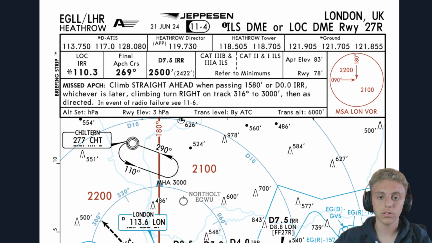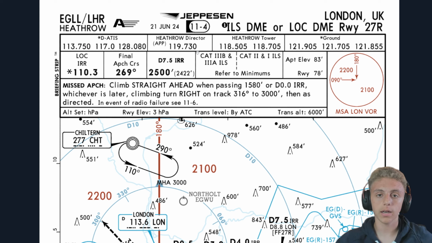What the localizer does, the localizer is horizontal guidance, while the glide slope is vertical guidance. So it tells you if you need to go to the left or to the right, while the glide slope tells you if you need to go up or down. Here you have the final approach course, 269, so this is the heading you should be on final approach.